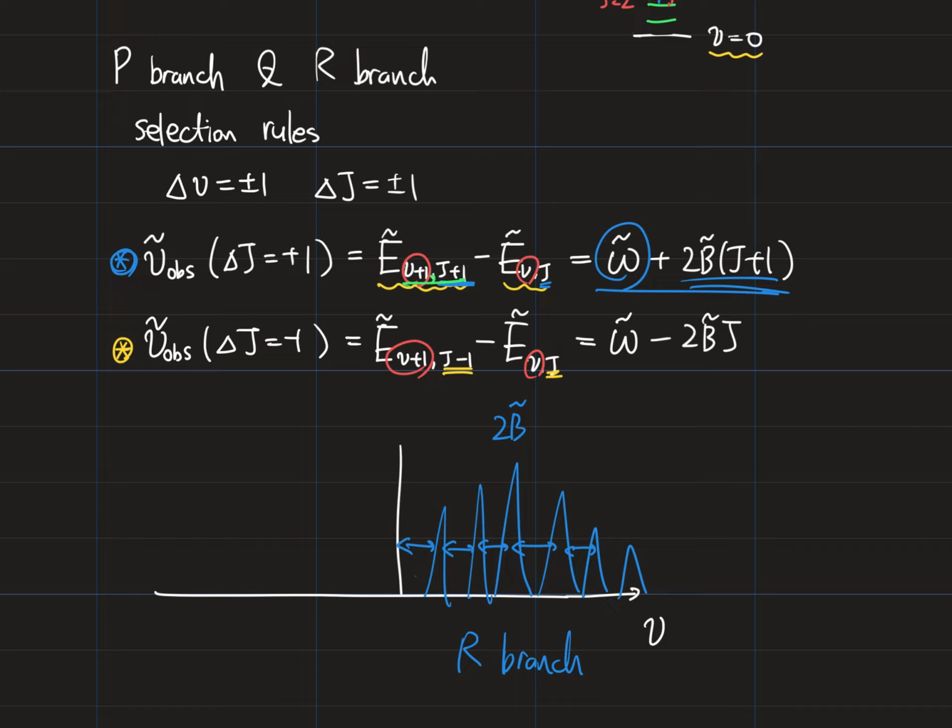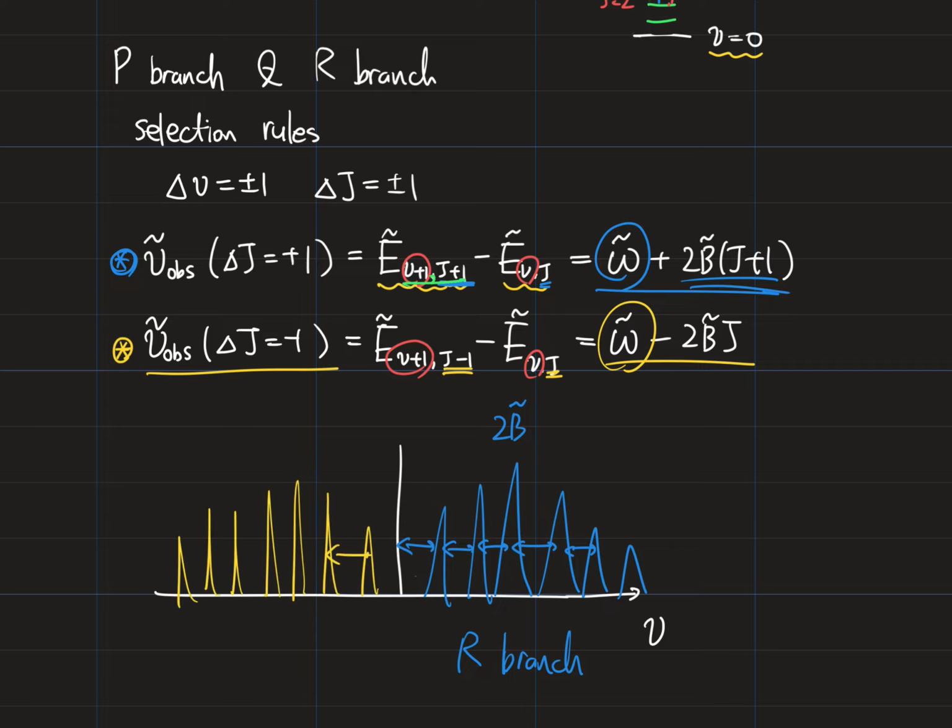For the second set of transitions, in addition to the fundamental peak, omega tilde, you will have rotational de-excitation transitions here. All the spacing should also be 2B tilde. This is called the P branch.